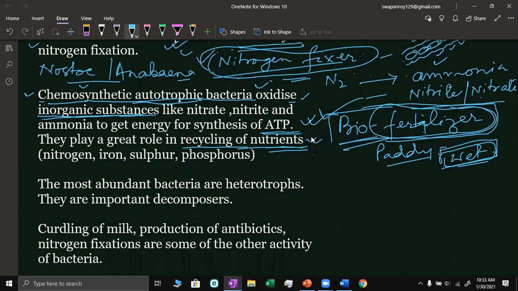Otherwise, if this bacteria is not there, then the nutrient will be locked in the chemicals and we will not get it. So these bacteria work on the inorganic materials and release those elements, and the elements can be absorbed by the plants from the soil. But the maximum bacteria are heterotrophs, and they are the important decomposers. In that way, again, they help in the recycling of matter on this earth. Okay, so these are the decomposers.